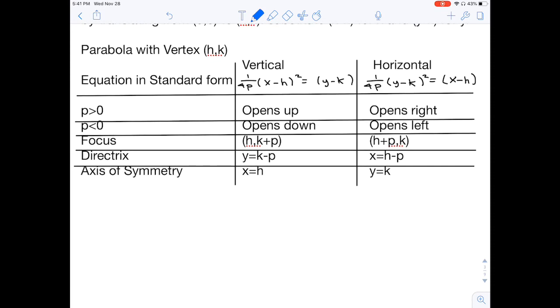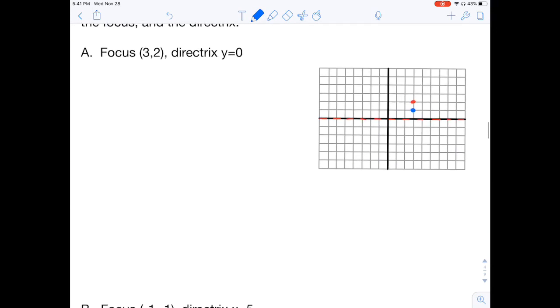Again, I'm only going to do this once. So I said it was going to open vertically. So I'm specifically looking at this equation right here. So I'm going to grab that equation, 1 over 4p times x minus h quantity squared equals y minus k. Now, we want to fill in a value for p, h, and k.